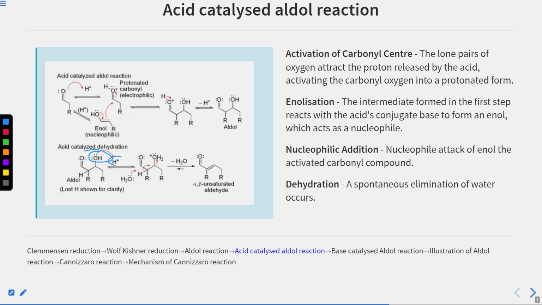Here, first of all, we have a hydroxy group that will be protonated with the help of acid, that is H plus. Now we have another H2O molecule. It will take one H from here, and this bond will move here, that is between carbon and hydrogen, and this OH2 plus will be kicked out, resulting in the formation of an alpha beta unsaturated aldehyde. So this is the acid catalyzed aldol reaction. Why is it dehydration? Because we are removing H2O in some sense, OH from here and H from here. So this is your dehydration.